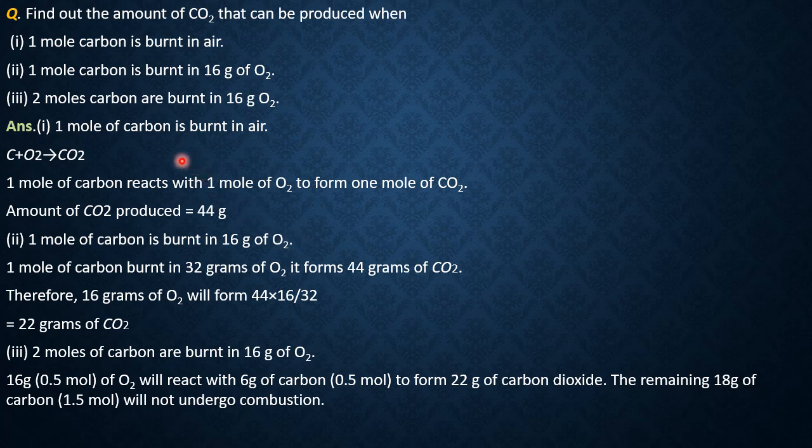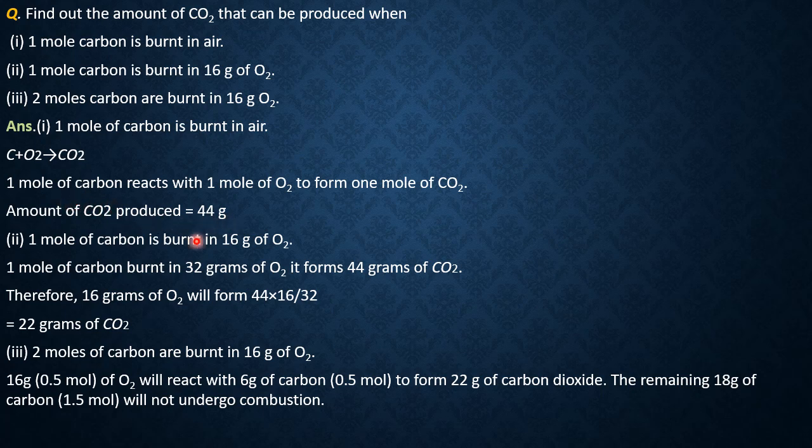Now, when 1 mole of carbon is burnt in air, how much CO2 is formed? See, 1 mole gives 1 mole. So what is 1 mole? 1 mole is 44 gram. Therefore, the answer for question number 1 is: 44 grams of carbon dioxide is formed from 1 mole of carbon. So it is mole to mass.